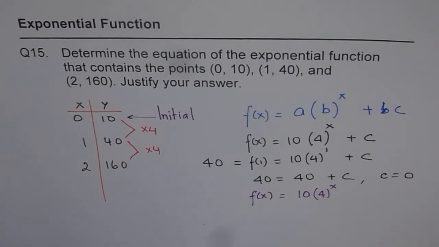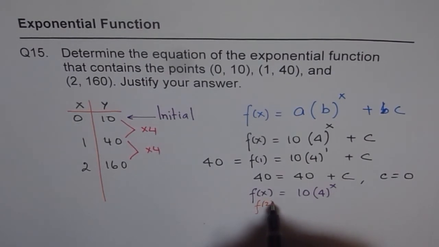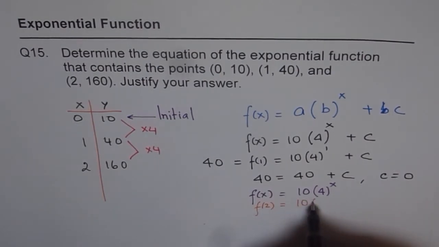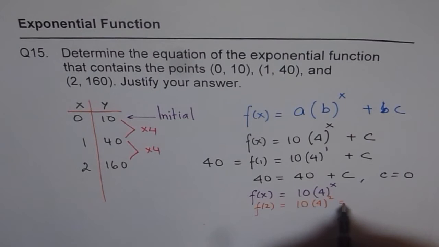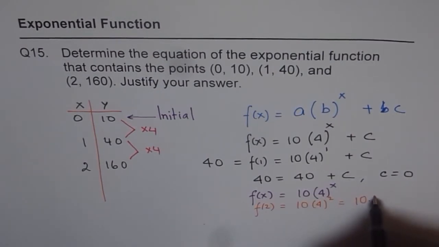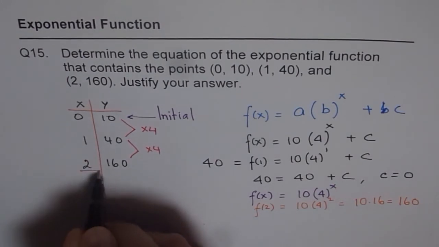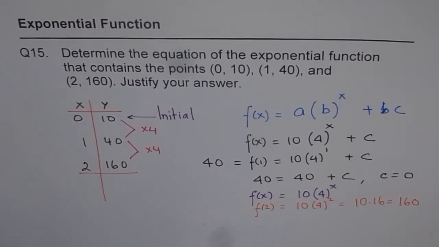Now we can justify that this answer is correct by substituting x as 2. If I substitute x as 2, what happens? What is f of 2? Let's calculate that out. It is 10 times 4 squared, and 4 squared is 16. 10 times 16 is indeed 160. So that shows that the value matches. Since the value matches, the function represents the data. So that is how we can write down the equation.